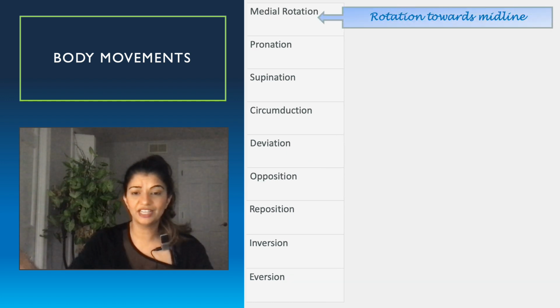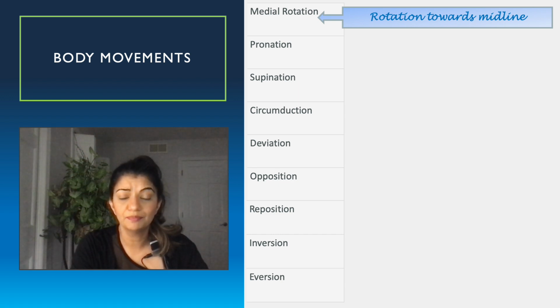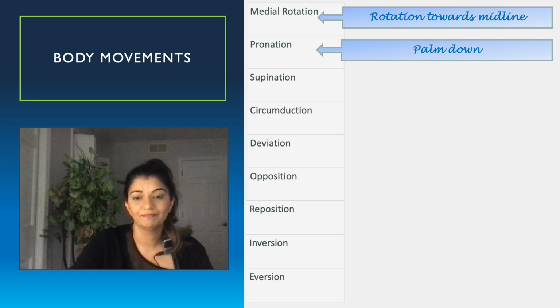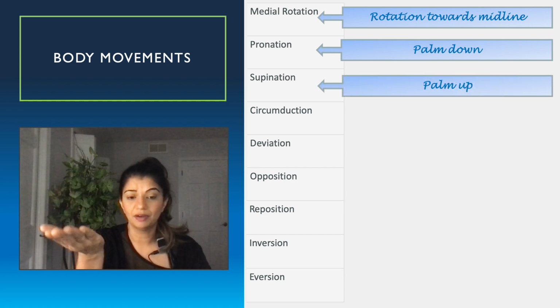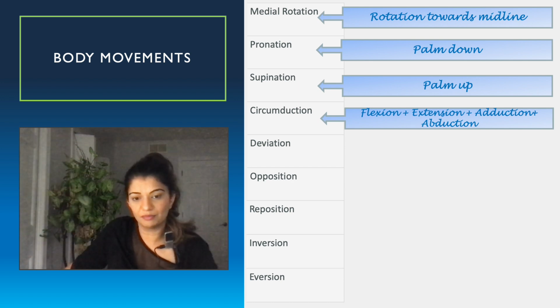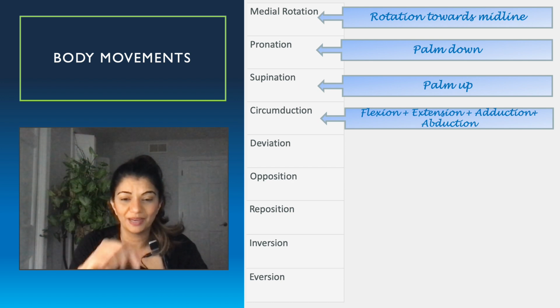All right, medial rotation is going to be the opposite. You're going inwards towards the midline. Pronation is going to be palm down. Just remember palm down and P for pronation. Supination is palm up. Circumduction has a lot going on, like you're moving your hand all the way around.